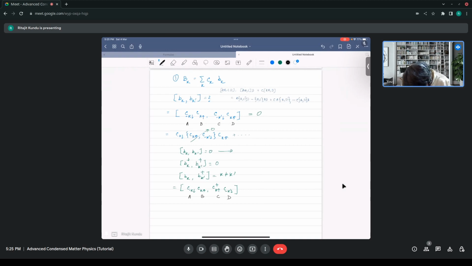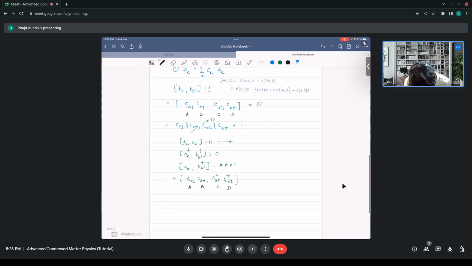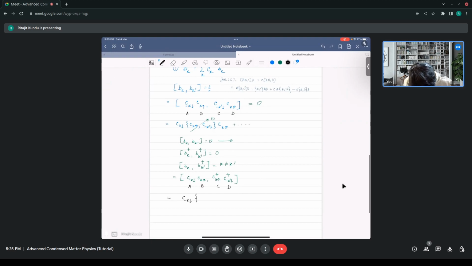Okay, and we know that only certain terms remain, which involve the anti-commutation of a creation and annihilation operator. Creation and annihilation will not survive. So let's try to write down all of the non-zero combinations. For example, the first term can be c minus k down, and then I have an anti-commutator between B and C, which here is c k up, c k up dagger, and then I have D, which is c minus k prime dagger.